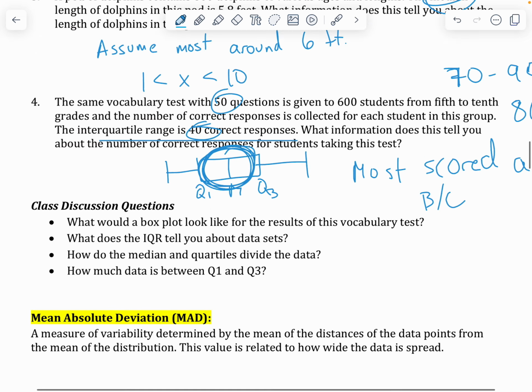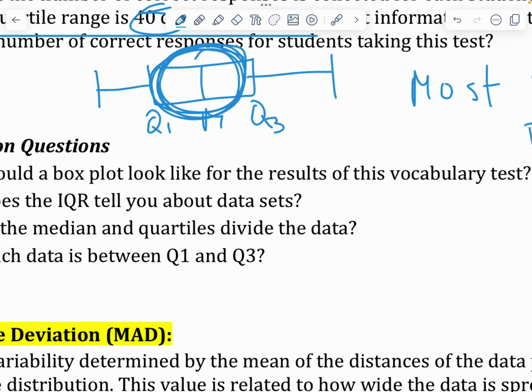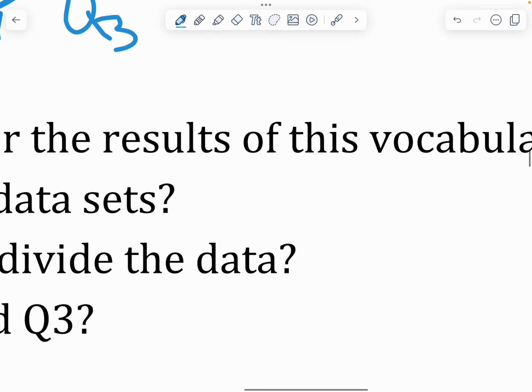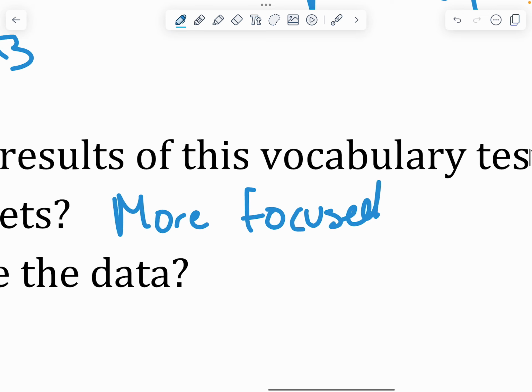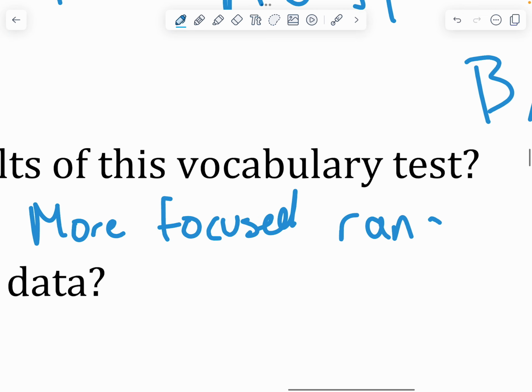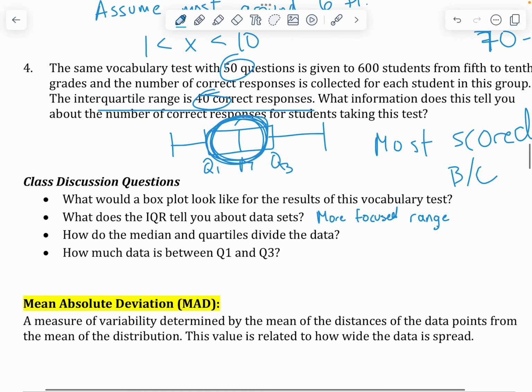Okay, it says, what would a box plot look like for the results of this vocabulary test? Obviously, we just kind of looked at that. What does the interquartile range tell you about the data sets? Any interquartile range tells you a more focused range. It's not talking about the outliers. It's not looking at the biggest or smallest numbers. It's talking about where is the meat of the data, if you will.